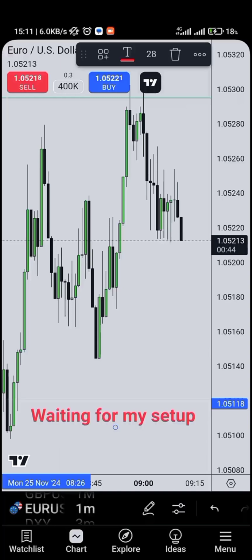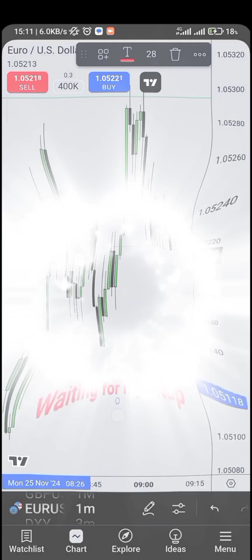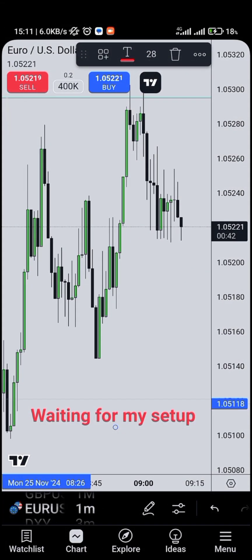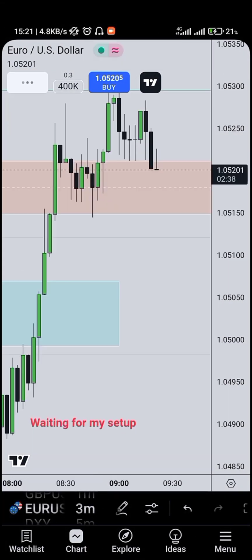Hello, everyone. So this is a trade. I'm waiting for my setup. I'm looking to trade into an inversion fair value gap real quick. So yeah, the trade has started. I want price to gravitate up into the inversion fair value gap right there.